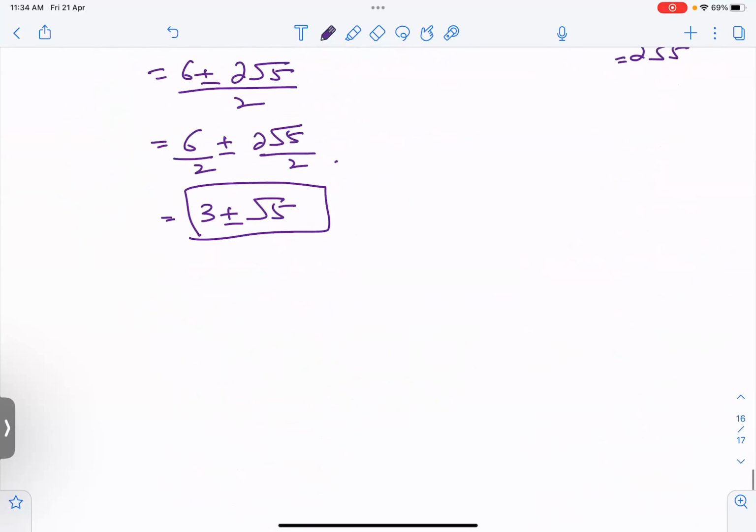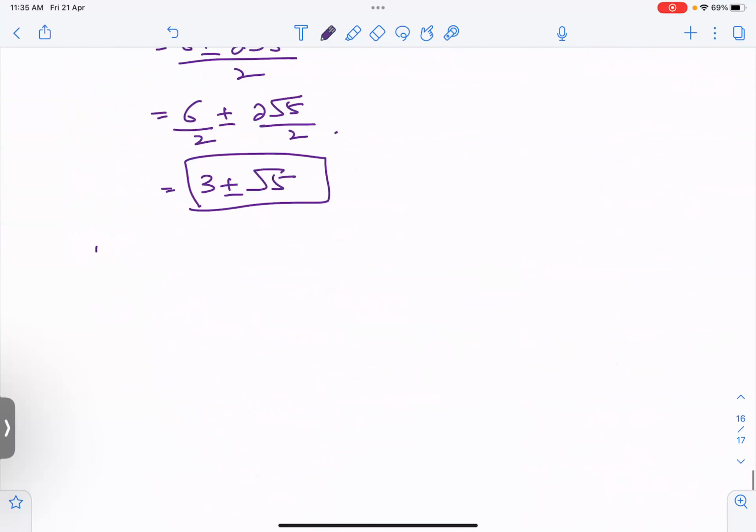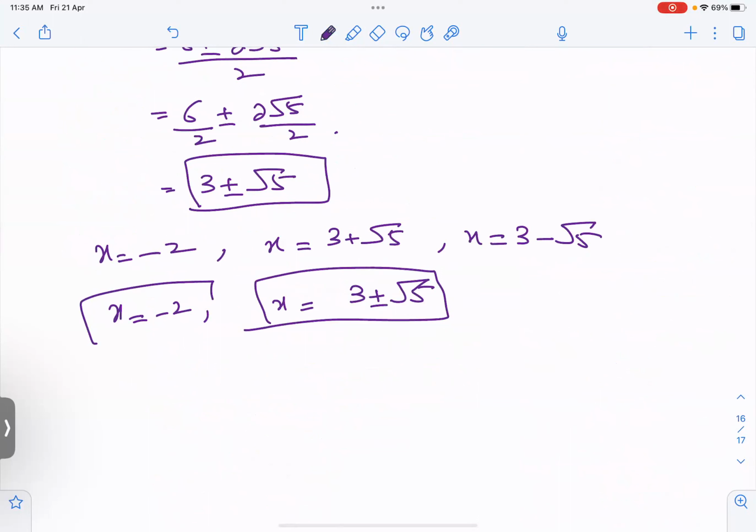Now, how many answers do we have? The first bracket was x plus 2. If you make it equals to 0, one answer was x equals to minus 2. The other answer is x equals to 3 plus root 5. And the third answer is x equals to 3 minus root 5. You can write this as well: x equals to 3 plus minus root 5. So these are the two answers which you have. Okay. So this is how we solve cubic.